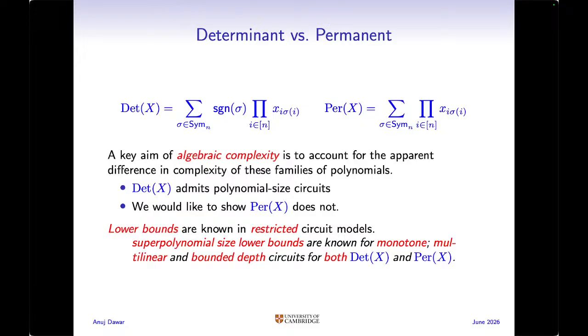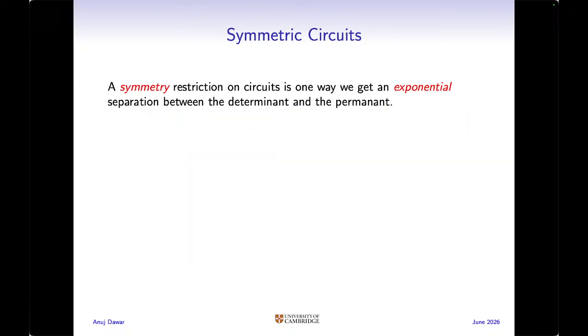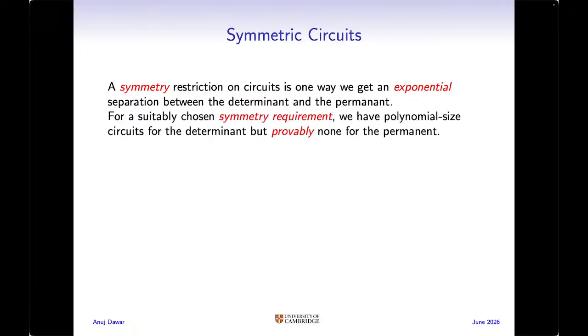So symmetric circuits give us one way of showing a separation. So a circuit model in which you can prove an exponential gap between the determinant and the permanent. And this is what I want to explain to you in the first half of this talk. This means that for a suitably chosen symmetry requirement, and I'll explain what I mean by this, we have polynomial size circuits for the determinant, but provably, unconditionally, none for the permanent.